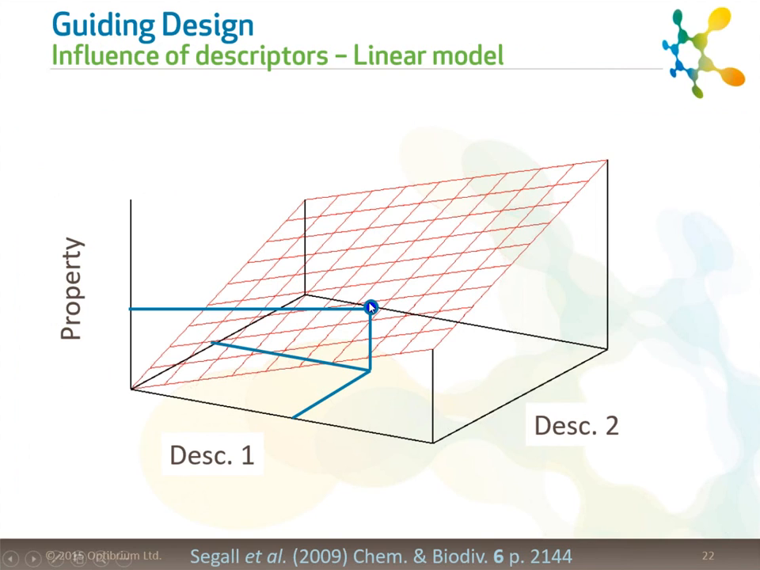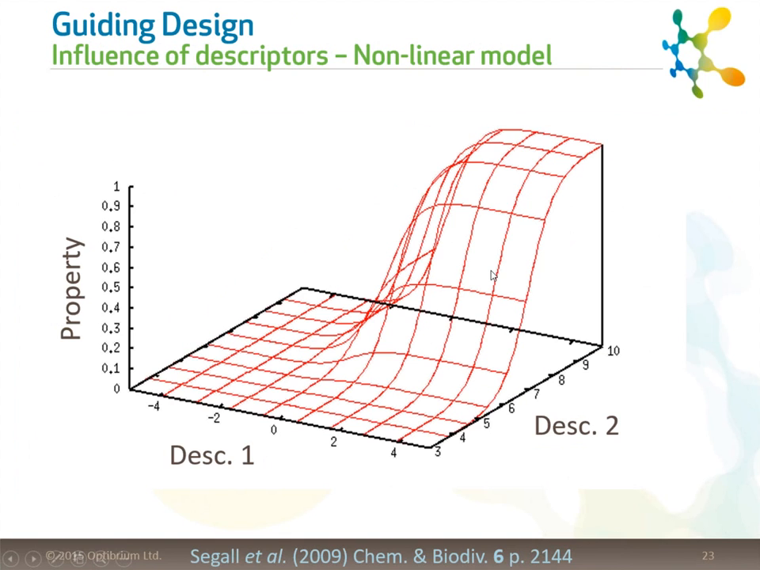And for a simple linear model like this, no matter where I am on this surface, essentially to increase this property, I want to increase descriptor 1 and increase descriptor 2. But life isn't linear. And more often, we use non-linear models like this, where we've got some relationship between these descriptors like this surface. In that case, if we have a couple of descriptors, we can calculate their values, look at the height of that surface, which gives us a prediction of our property.